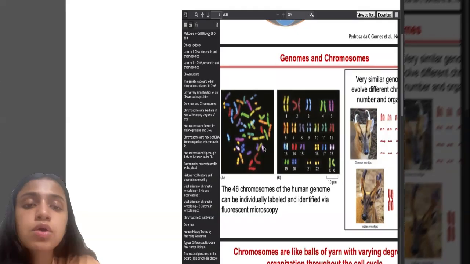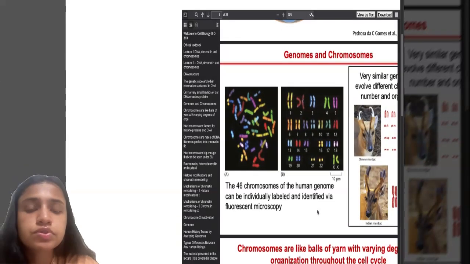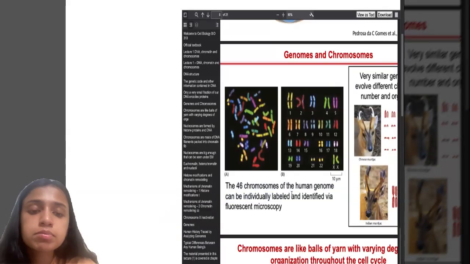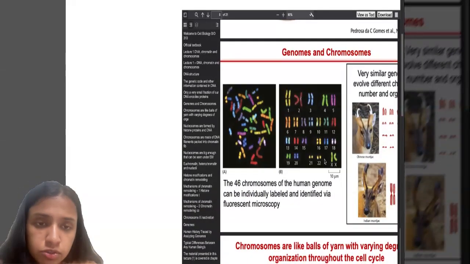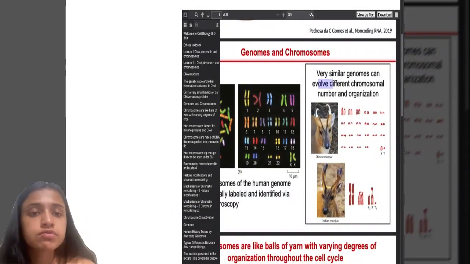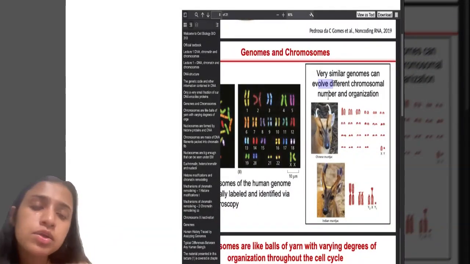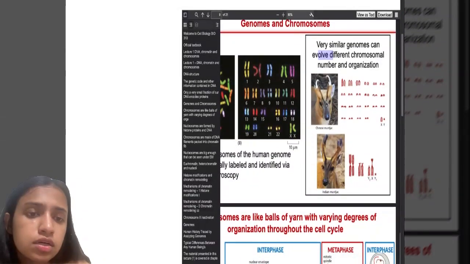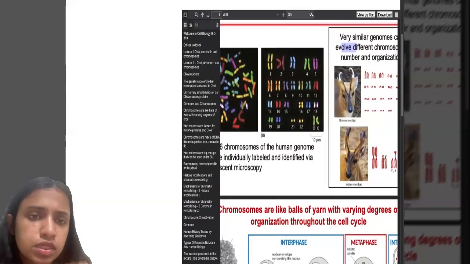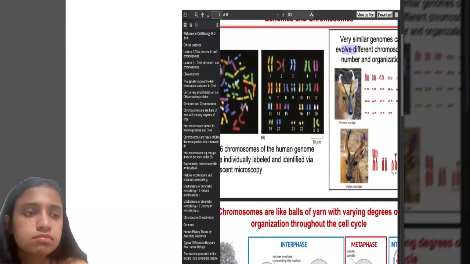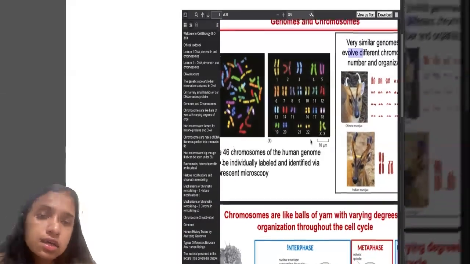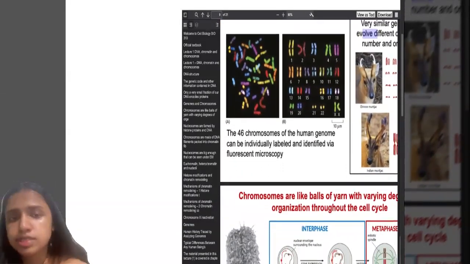So now we're going over genomes and chromosomes. There's 46 chromosomes in the human genome, which can individually be labeled and identified via fluorescent microscopy, right? And then very similar genomes can evolve different chromosomal number and organization. This goes back to the fact that, again, there can be multiple genes in one DNA, and they can give different results.